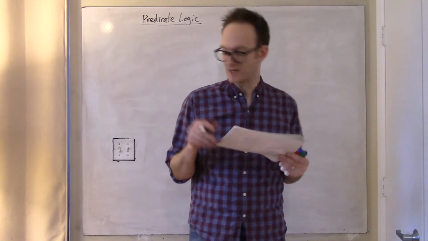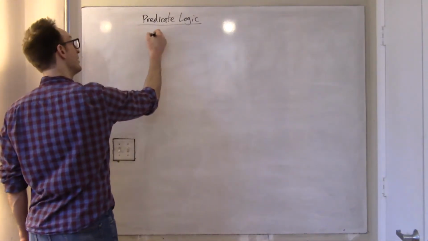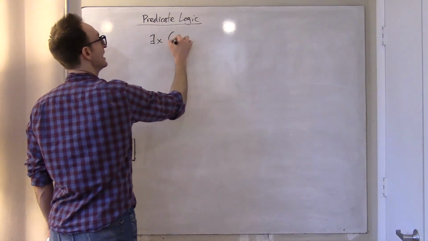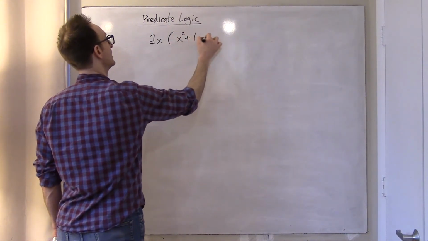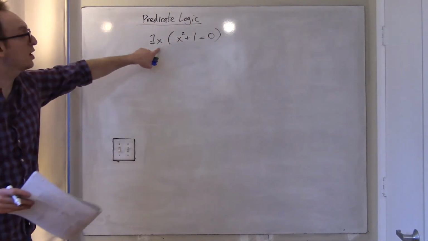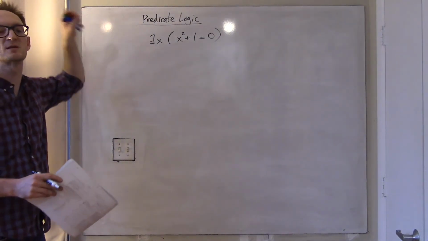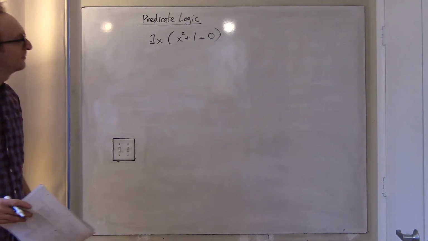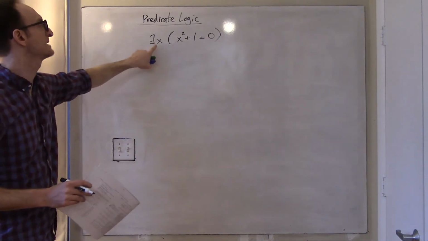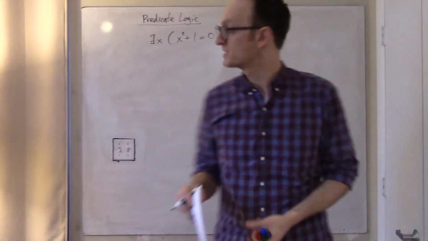So there are these kinds of sentences. Let's give an example of predicate logic. This is Gossett's example: there exists an x such that x squared plus 1 equals 0. You know we're in the world of predicate logic when suddenly these quantifiers appear. I think every person in this class is familiar with these quantifiers, so I won't explain them too well. But this means that there exists an x such that this is true. Is this true or false?